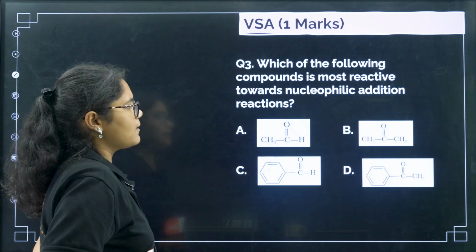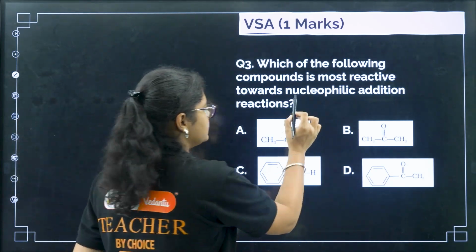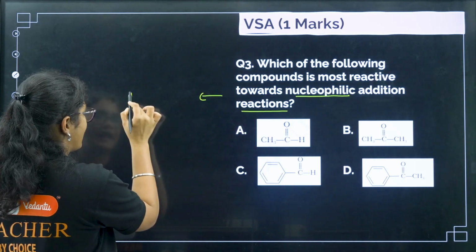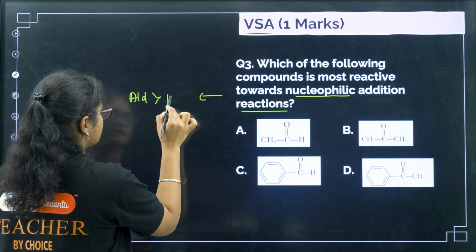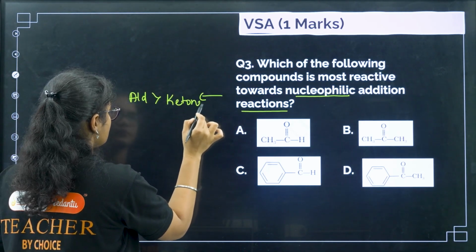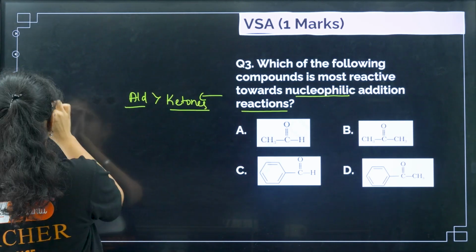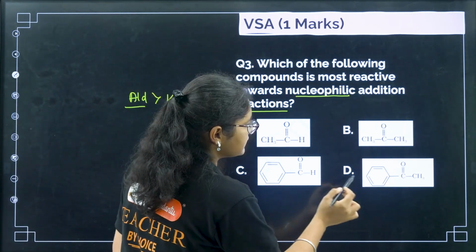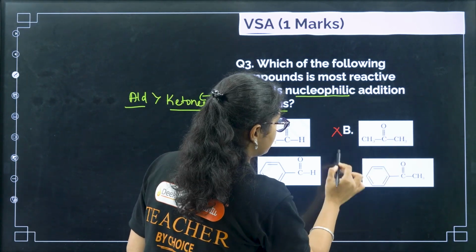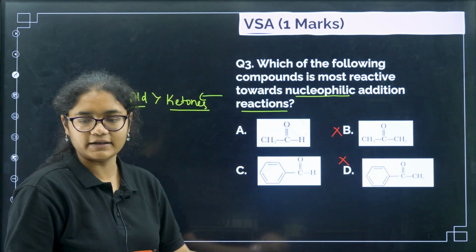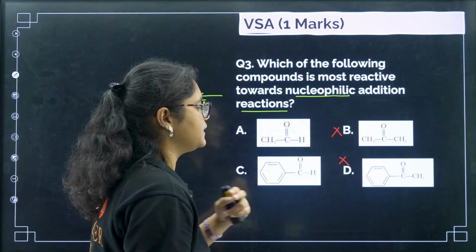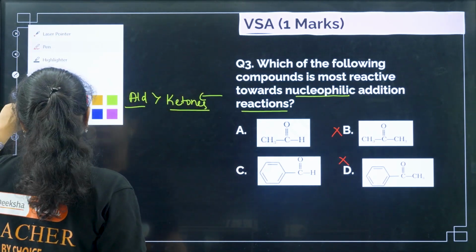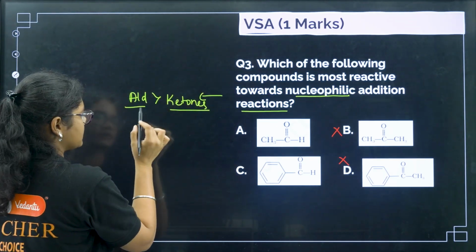Next, which of the following compounds is most reactive towards nucleophilic addition reaction? First of all, you should know that aldehydes are more reactive than ketones. Okay, aldehydes are more reactive than ketones, so ketones are less reactive. If you see, this is a ketone, this is a ketone, we can eliminate these two options. Directly we can eliminate option number B and D. Now, out of these two, what is the next factor? What should be the factor that affects the reactivity?